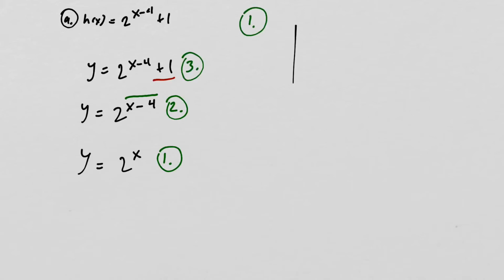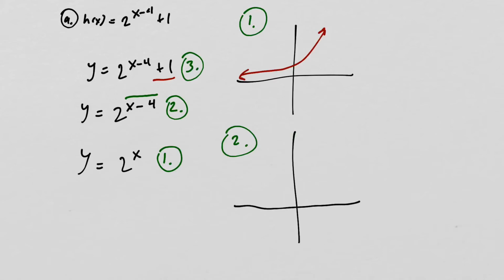The graph of our first function is just the graph of a regular exponential. If we look at the graph of our second function, when we replace x with x minus 4, we're just going to be moving our function to the right-hand side. So we're going to be moving our function to the right by 4 units. So our function looks something like this.